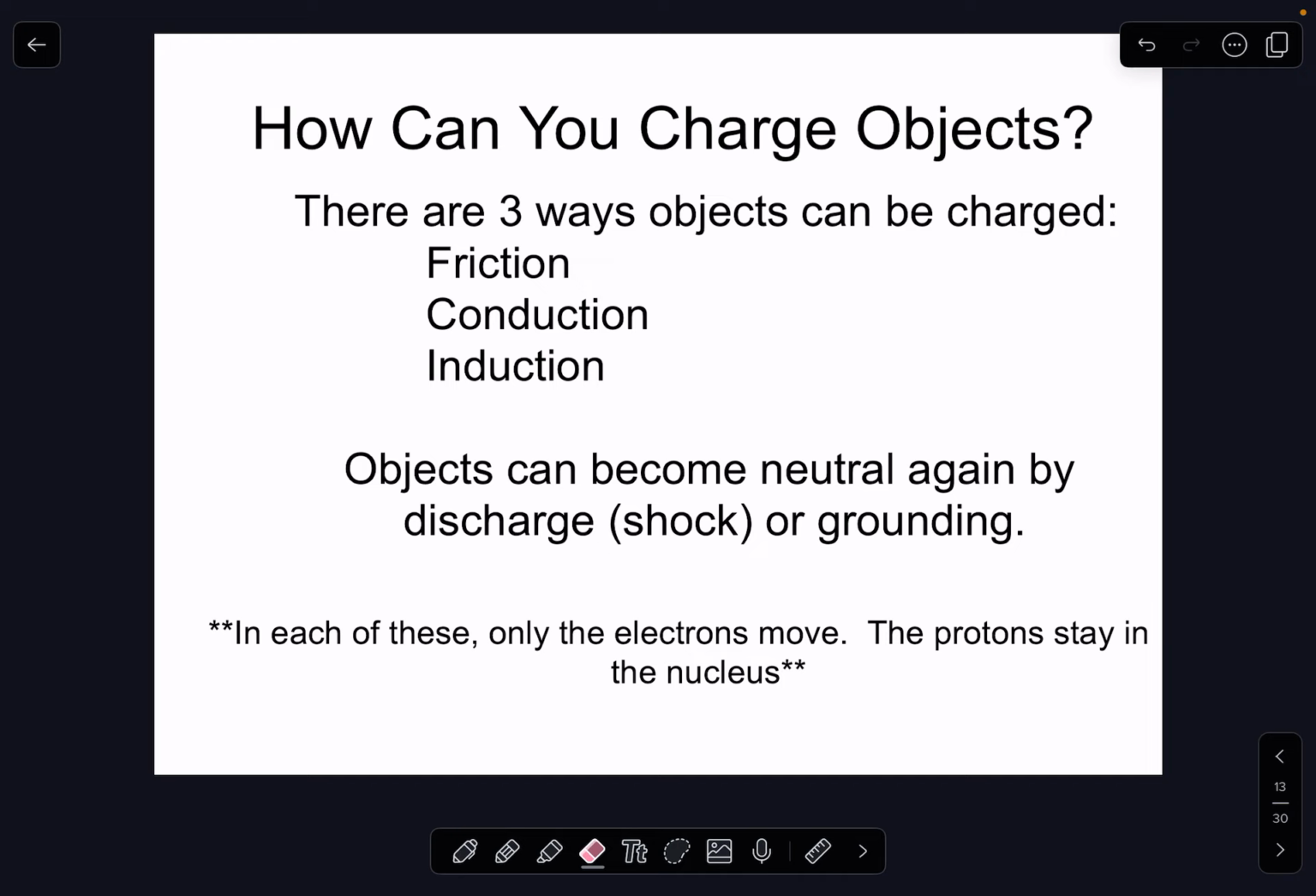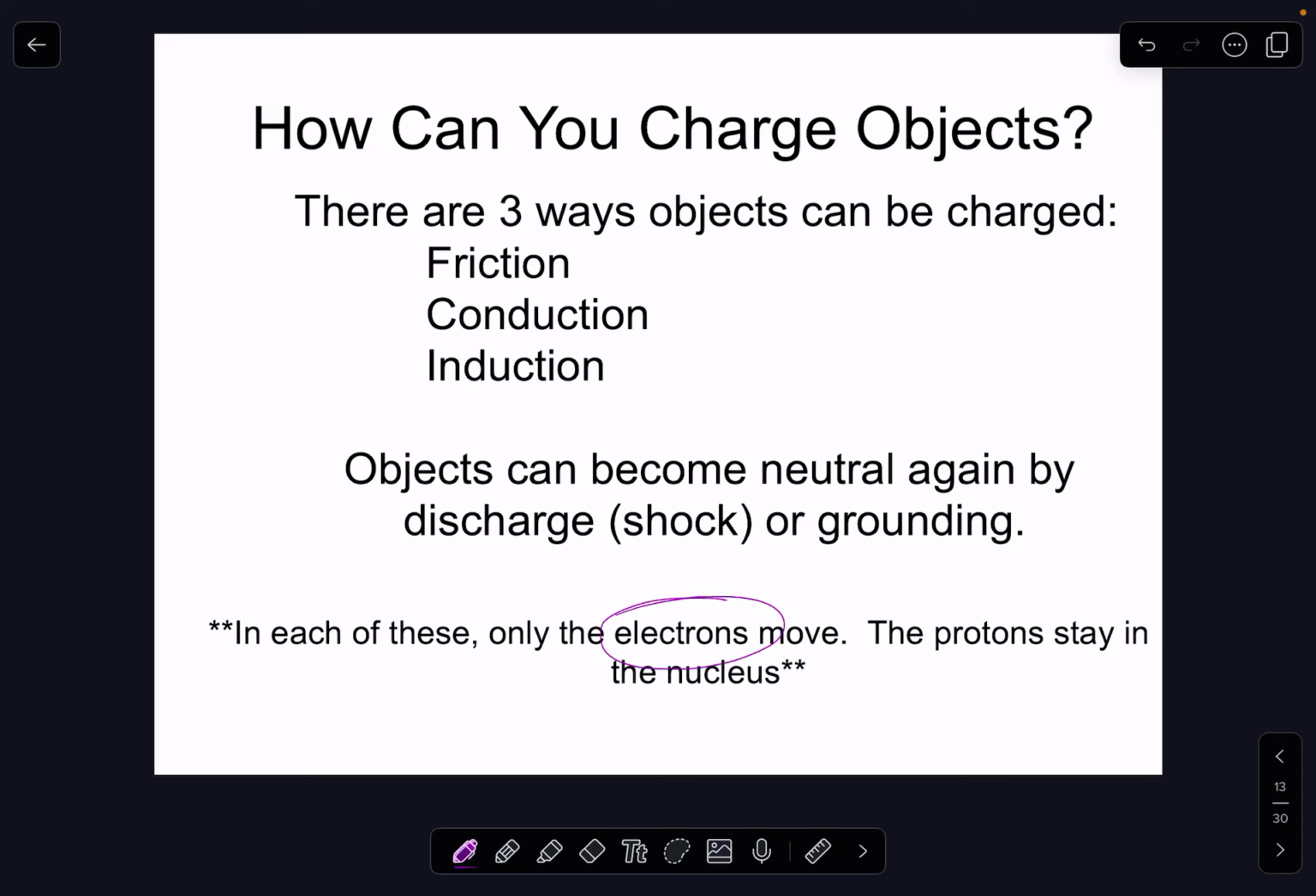So there are 3 ways we can charge an object. And again, we are talking electrostatics, so we're talking non-moving charges. So we're going to transfer them from one thing to the other. However, they are not flowing like a current. That will be our second unit when we get into current and circuits. And just to reiterate, the only thing moving here is our electrons.